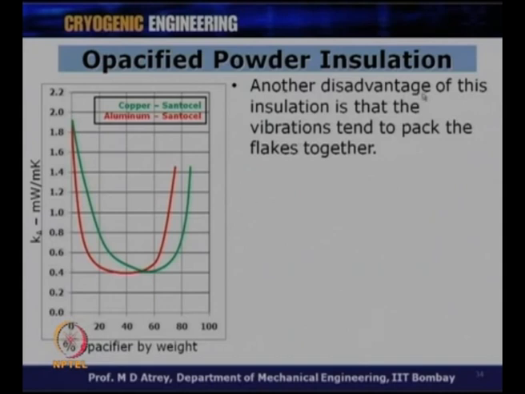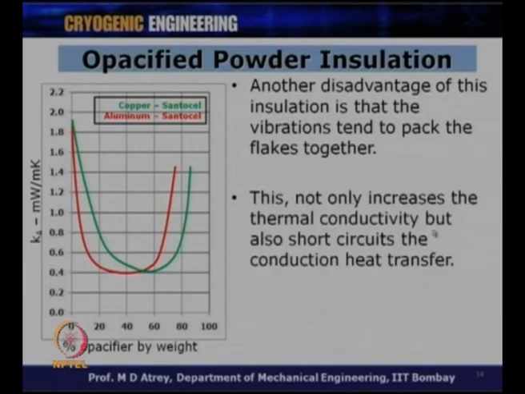Another disadvantage of using opacified powder is that vibrations tend to pack the flakes together. If you are carrying, let us say, some cryogen in a moving or mobile container, over a period of time these flakes can come together. Therefore, you will have certain zones where flakes are plenty, while certain zones are there where flakes are not existent, and radiation in that case can reach directly to the low temperature surface, which is not advisable, while only in one area radiation might get blocked. This not only increases the thermal conductivity, but also short circuits the conduction heat transfer.